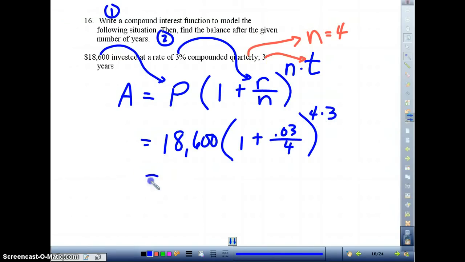All right? So do your order of operations. Do this first, then raise it to the exponent. The last thing you're going to do is multiply by this. All right? Let's see what you get.